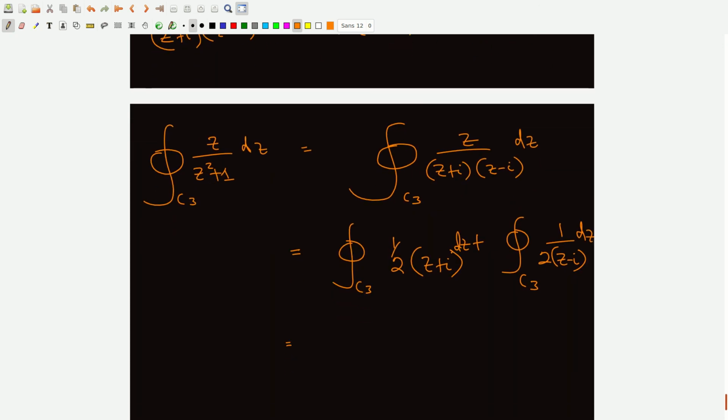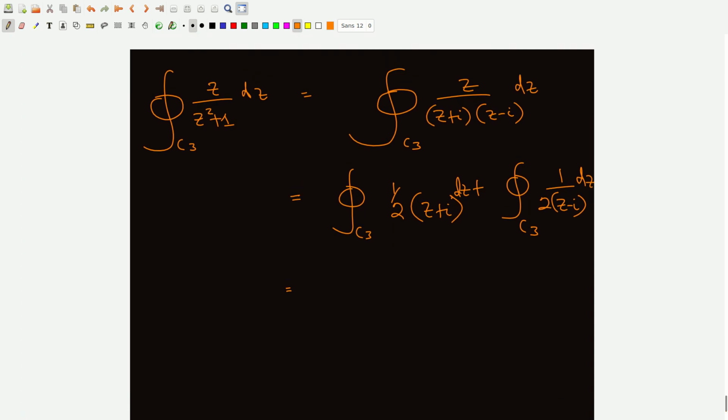Okay, so what is the best way we can do this? Maybe now we can just pull out the... we can just say 1/2 integral over C3 of 1 over z plus i dz, plus the integral over C3 of 1/2 times 1 over z minus i dz.